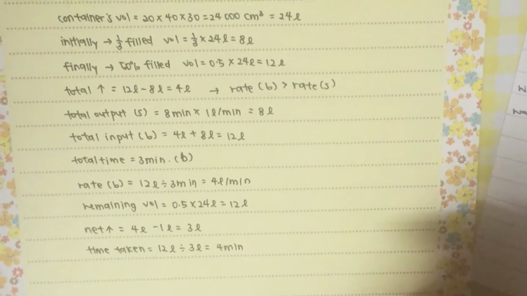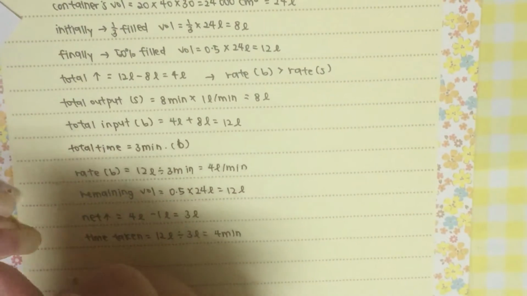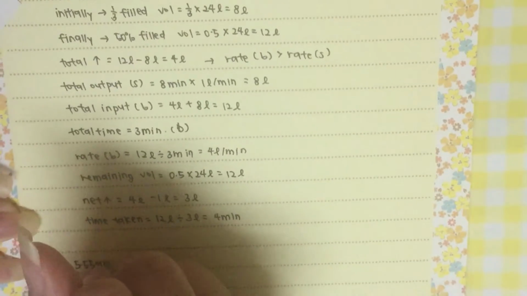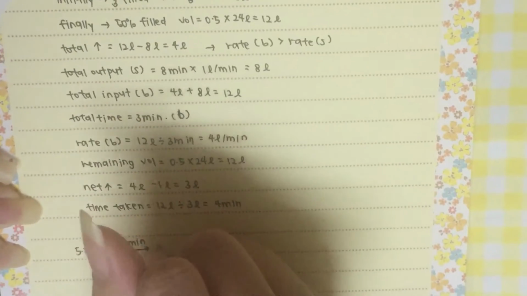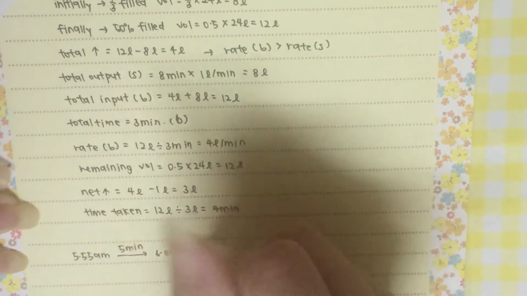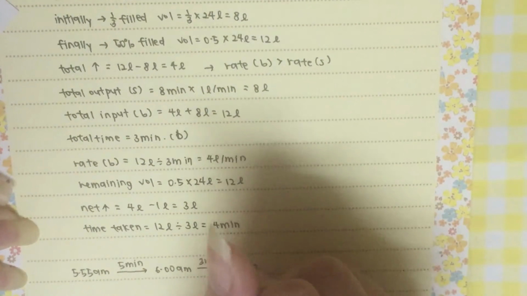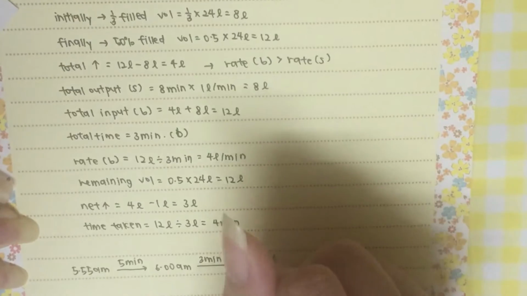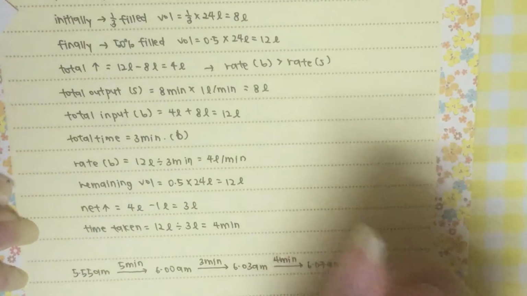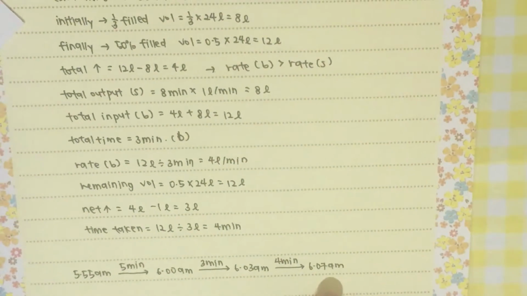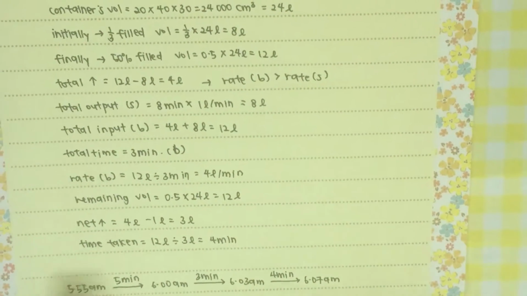So we have the timeline which starts at 5:55 AM. Then there's 5 minutes of draining, which gives us 6:00 AM. Then there's another additional 3 minutes, which gives us 6:03 AM. This is what is given in the question. So now we need to add another 4 minutes, which gives us 6:07 AM, and this will be the answer. So ta-da! The answer is 6:07 AM. The whole answer can be seen.